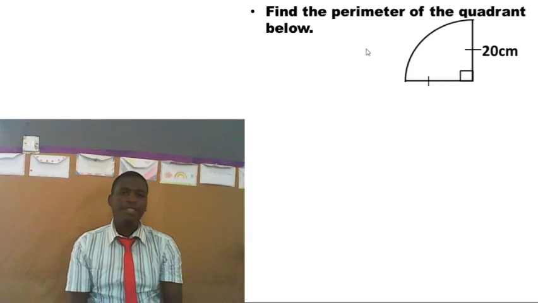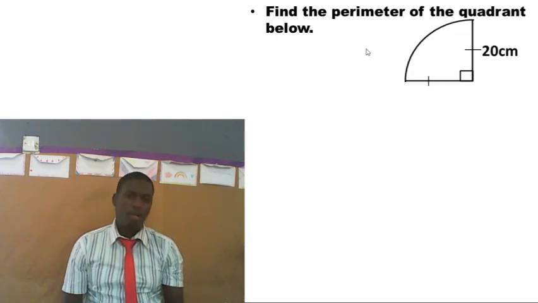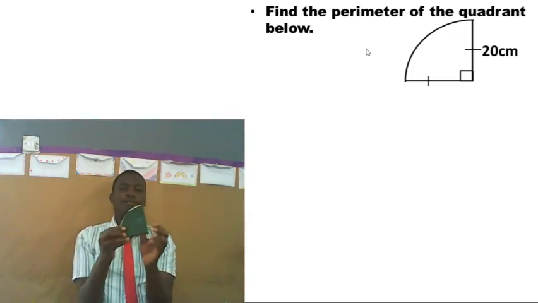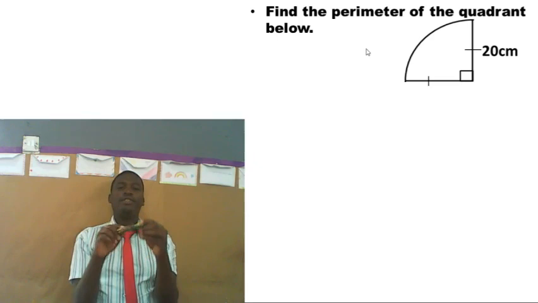So if I have this, I have my quadrant here, this one. I can turn it in this form. I can have it in this form.